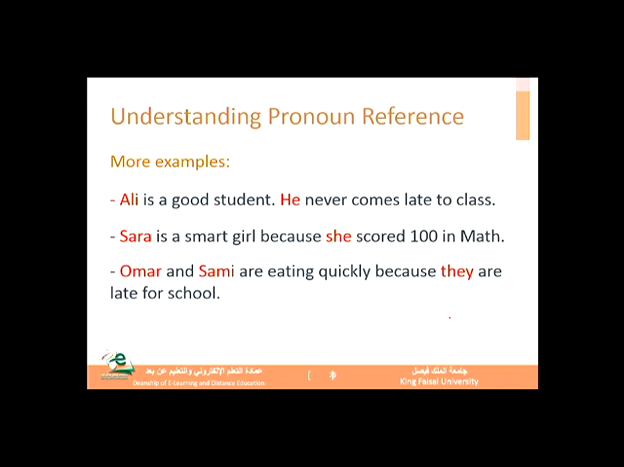Okay, now we have more examples. Example number 1. Ali is a good student. He never comes late to class. If I ask you, what does he refer back to? We look for an antecedent. Is it student? Or is it Ali? We know that it's Ali straight away. Okay, as simple as that. This is really simple, but I just want to make sure that you are following me. Sarah is a smart girl, because she scored 100 in maths. Okay, so she refers back to Sarah.